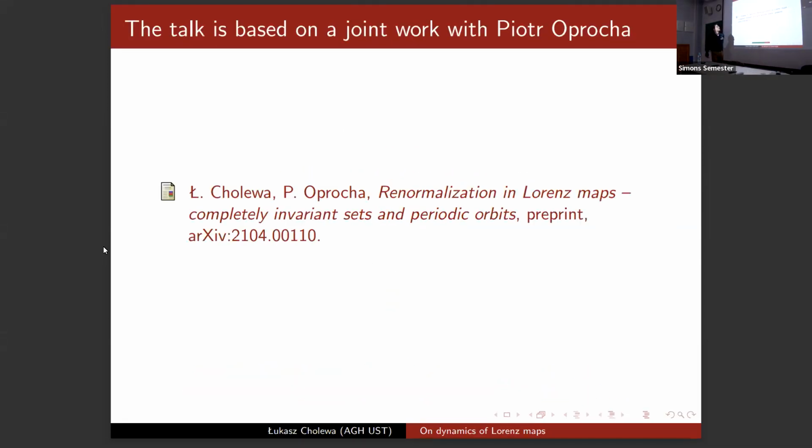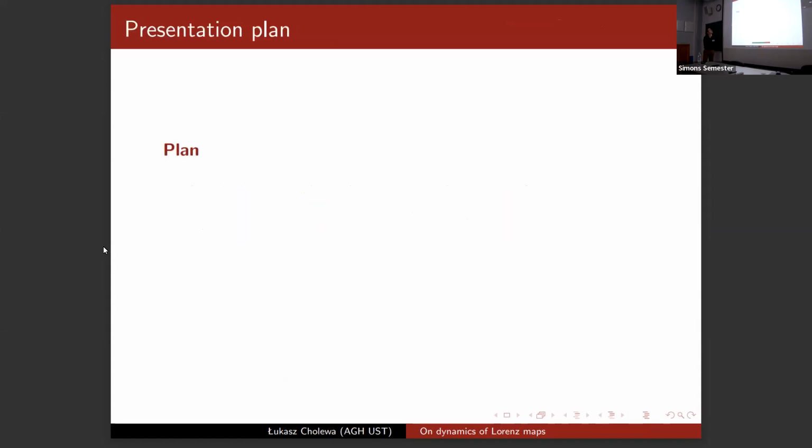So the talk is based on joint work with Piotr Oprocha, "Renormalization in Lorenz maps, completely invariant sets, and periodic orbits." And the presentation plan is as follows. At first, I will give basic definitions, especially what is a Lorenz map and its renormalization.